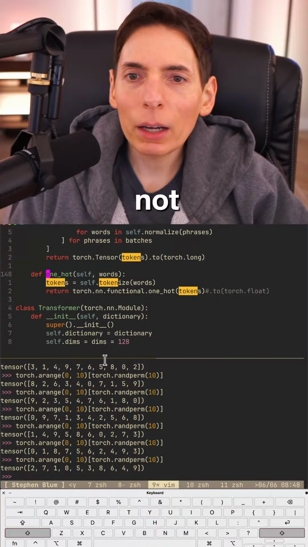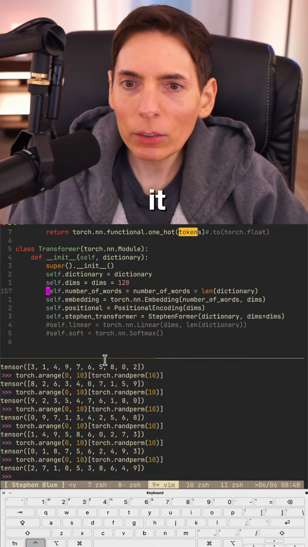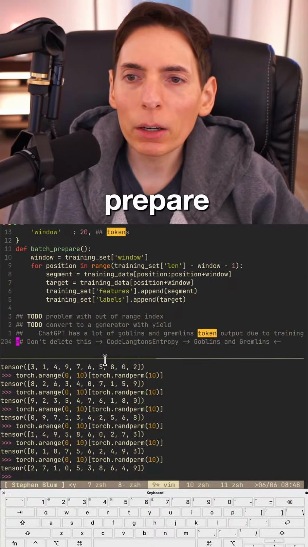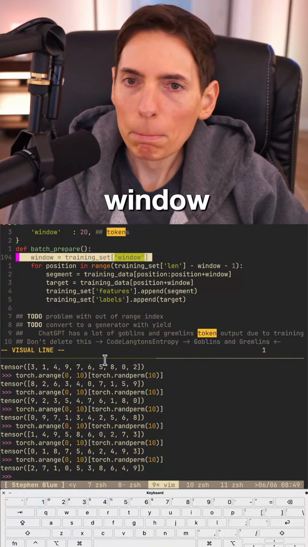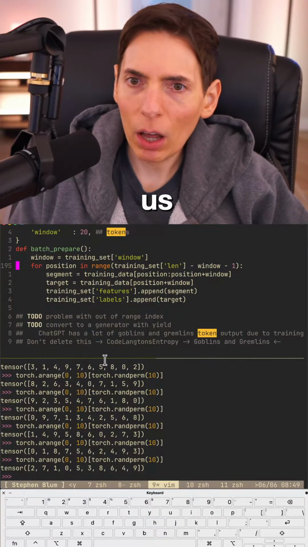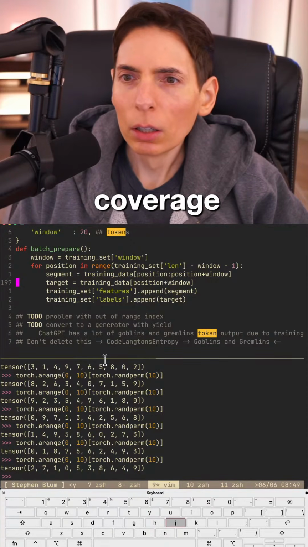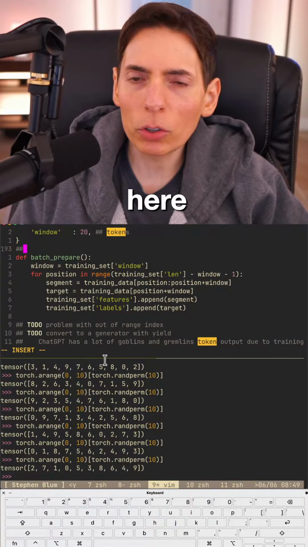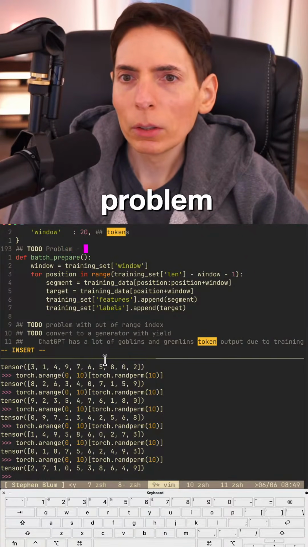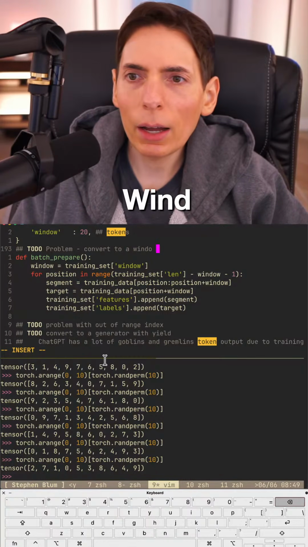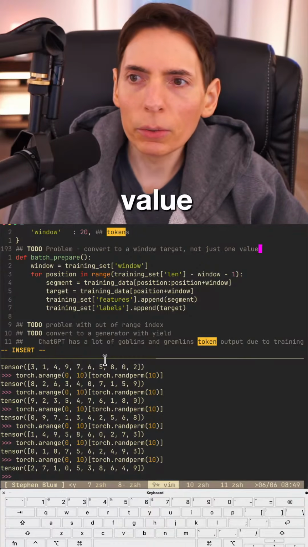So we're probably not gonna do one hot because we don't need it. And then let's see here. Let me go back to our batch here. Batch prepare, we're good to go. We get a window. And then I think we're set here on this side. That's gonna give us 100% of the data coverage. Although I think we need to adjust. So there's a problem here as well. To do that, we need to convert to a window target, not just one value.